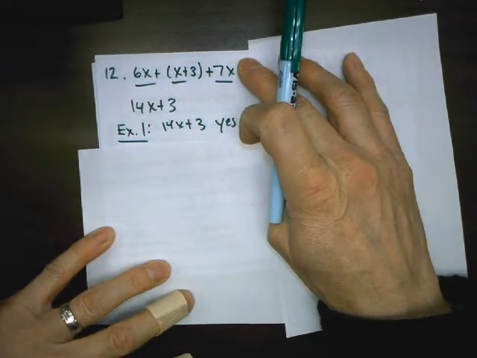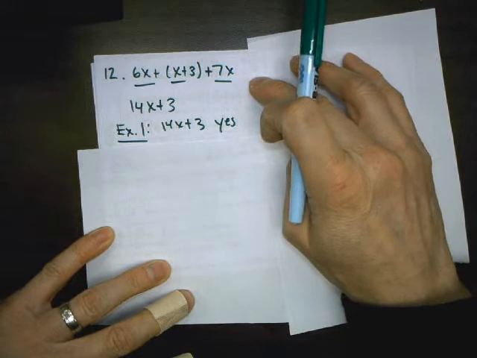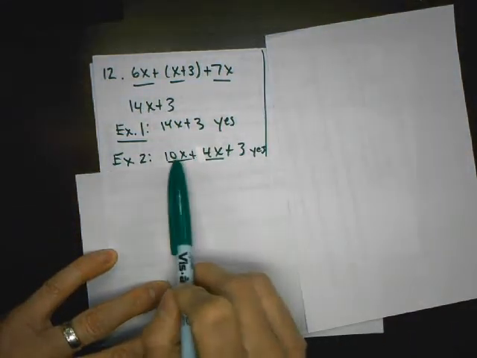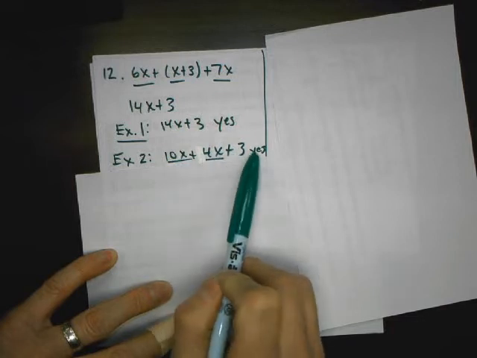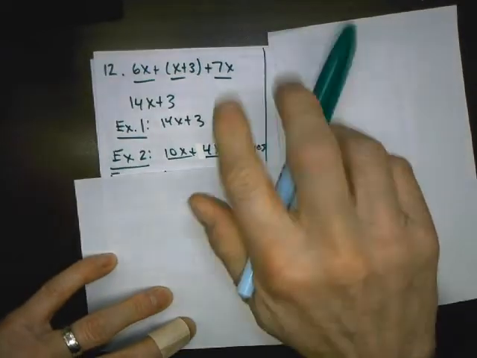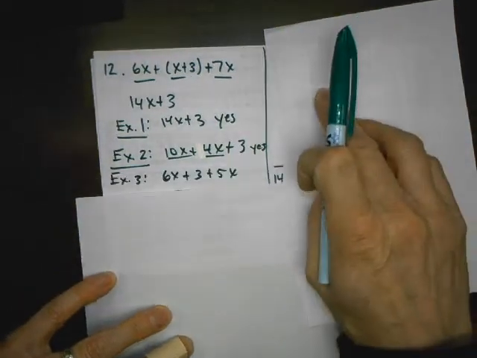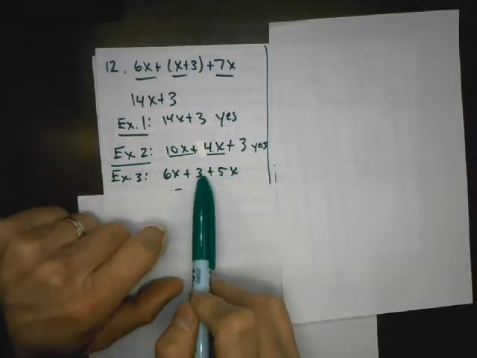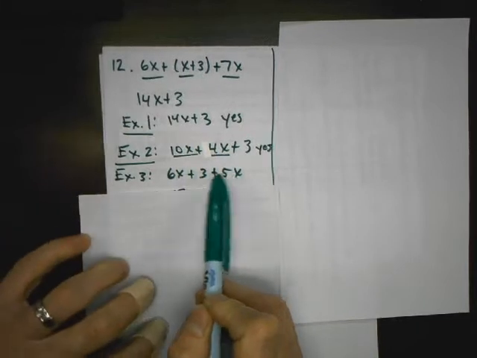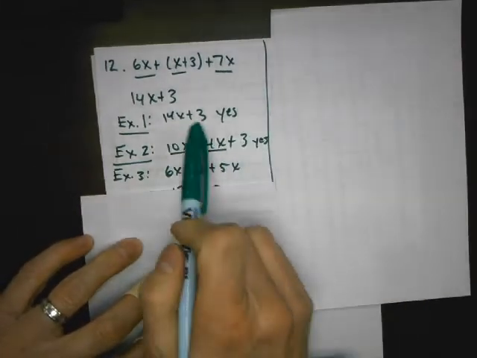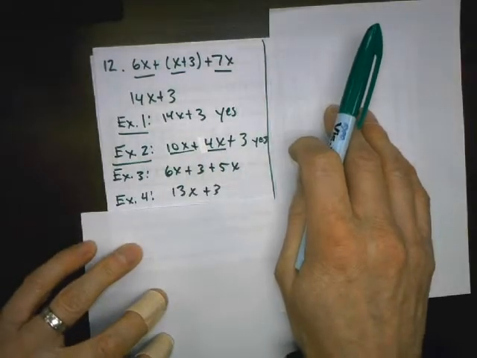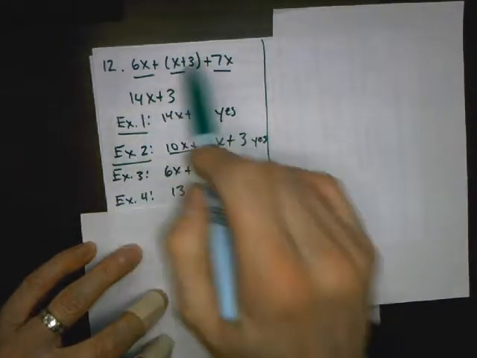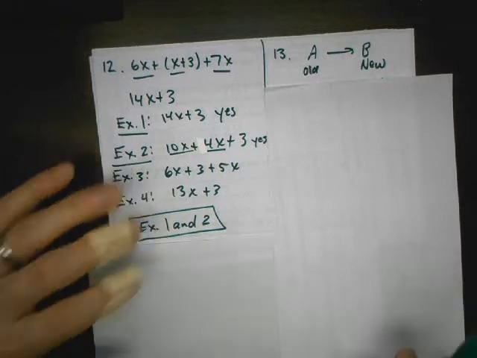Expression 1, 14x plus 3. Well, of course that's the same. Expression 2 says 10x plus 4x plus 3. Well, if I combine those two, I get 14x plus 3, so that's the same too. Expressions 1 and 2 are part of our answer so far. Expression 3. If I simplify that, I only add my x's, right? Don't add the 3 to those because it doesn't have an x. So 6x and 5x is 11x plus 3. That's not the same. And expression 4, 13x plus 3. No, that's not the same. So expressions 1 and 2 are the answer.